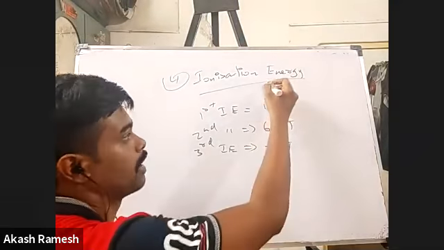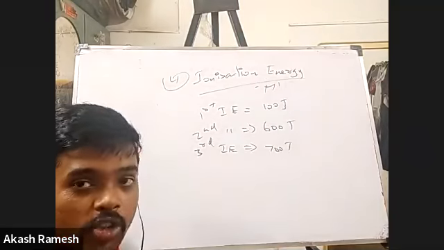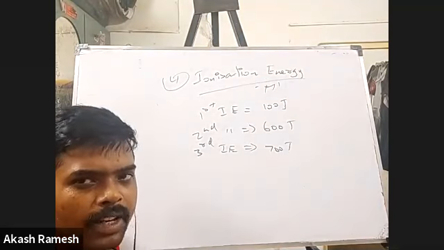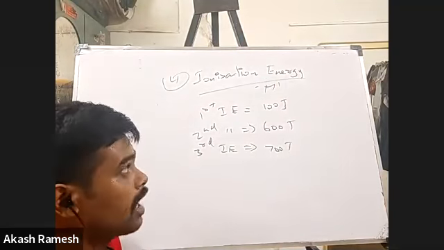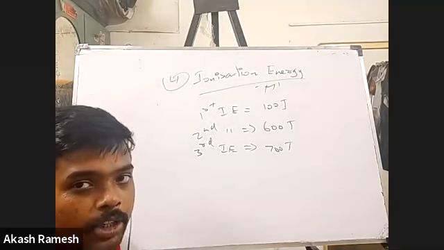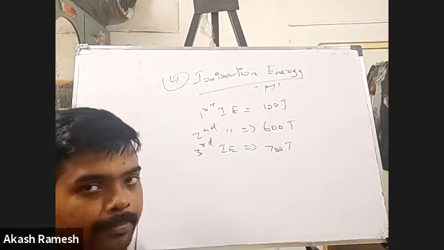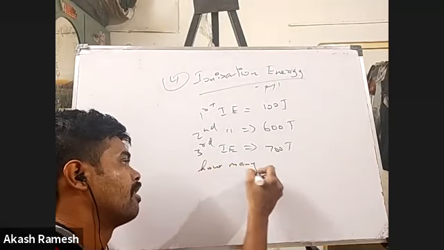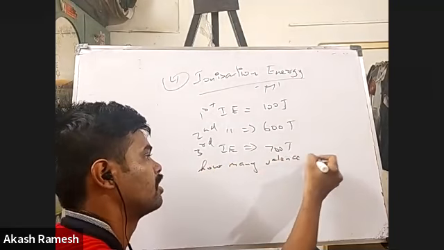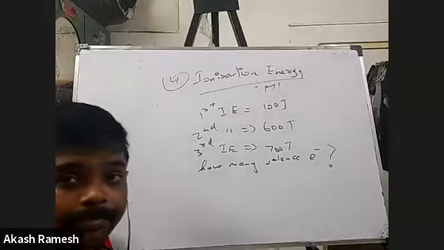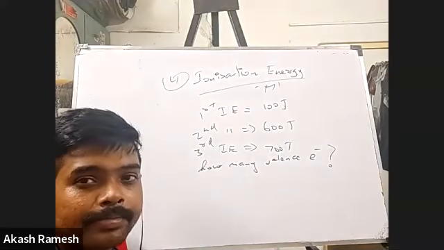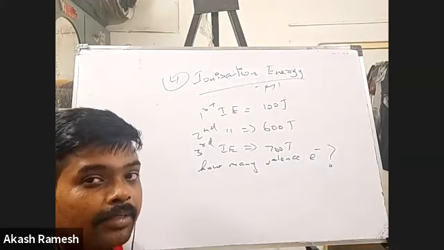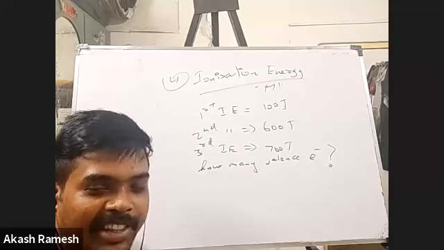Say this belongs to a metal M. This belongs to an element M. So they're asking how many valence electrons are there in M. The question is how many valence electrons? Can you answer this question? 3, sir. 3. Just because I gave you first, second, and third ionization enthalpies. Not sure, sir.